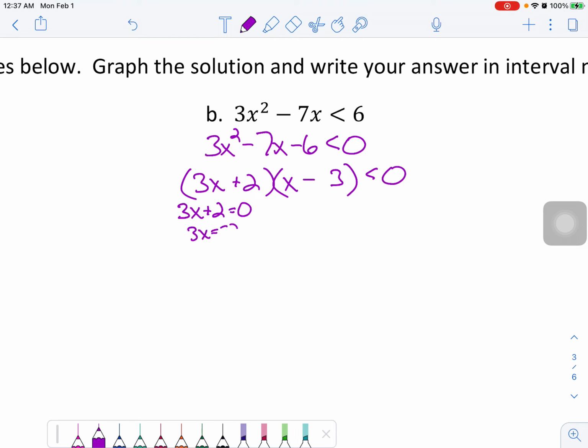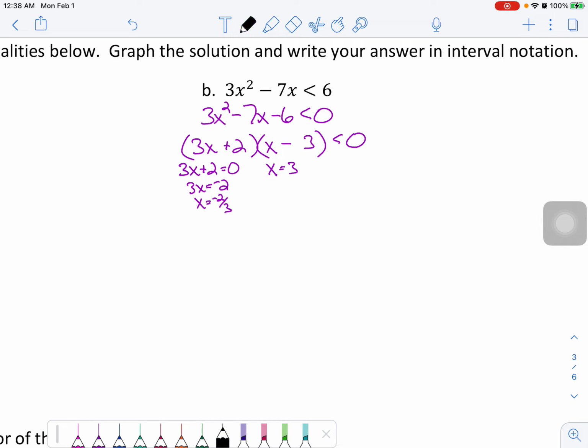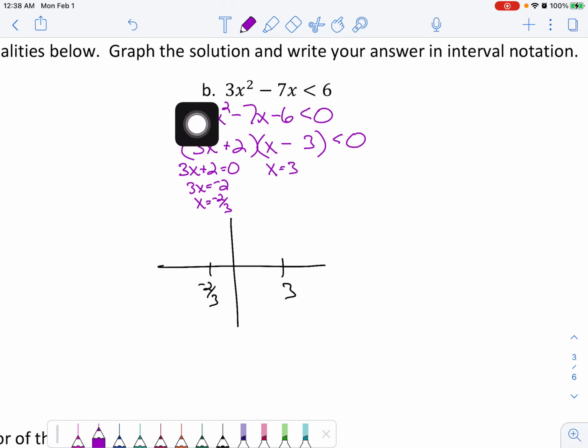So let's see, 3x is equal to negative 2, which means x is equal to negative 2/3. It is absolutely okay to get fractions. Totally fine, nothing's wrong here. So if I go to sketch this, I've got positive 3 over here, negative 2/3 over here. My coefficient here, positive a value, so I have a concave up parabola. There we go. And in this case, I'm looking for things that are less than 0.